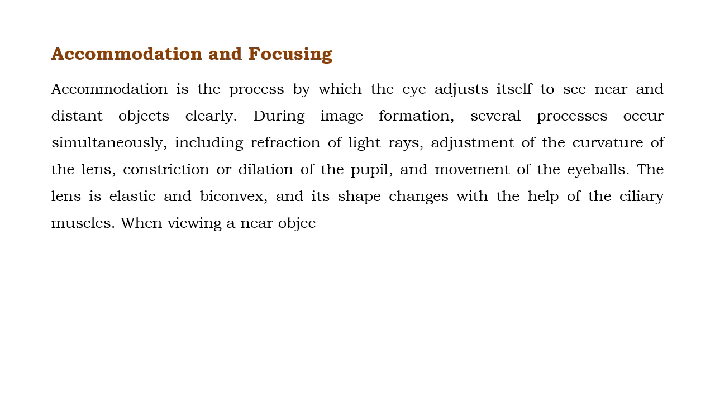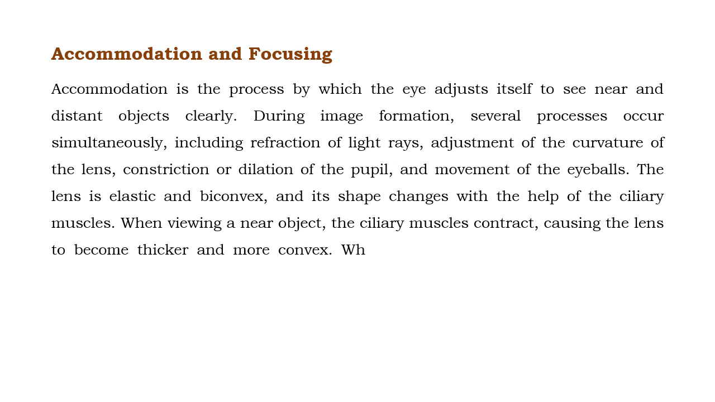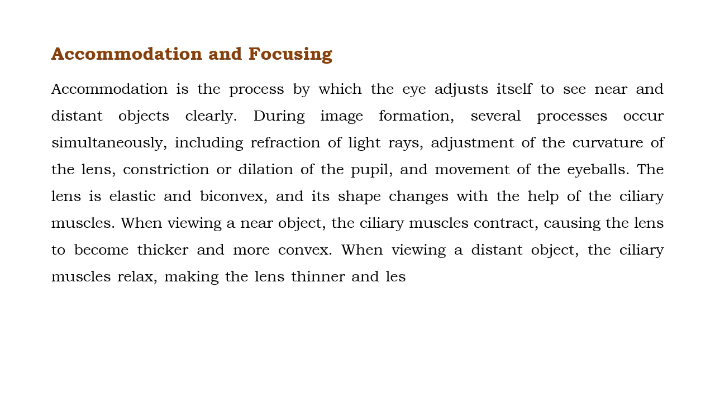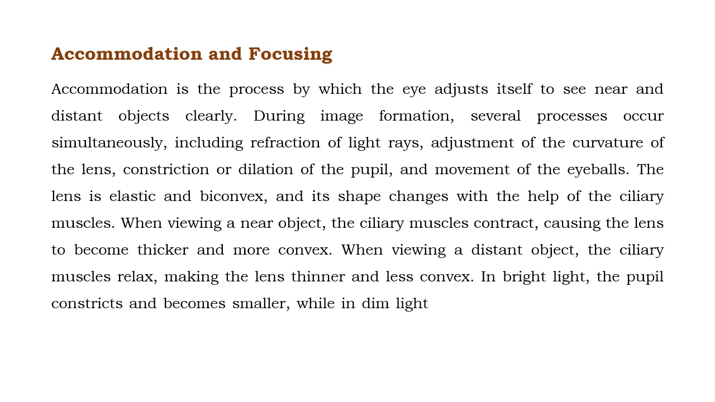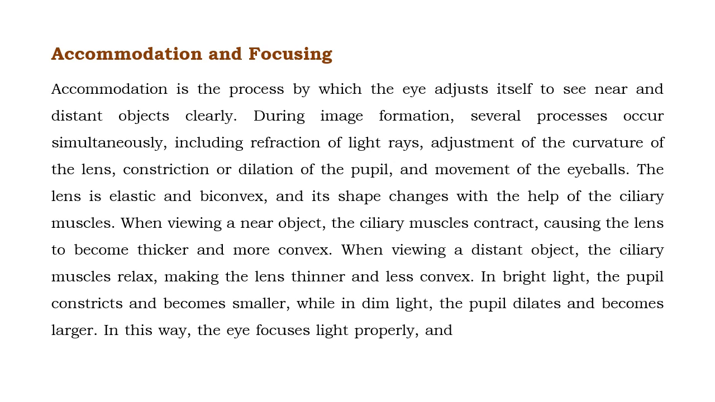When viewing a near object, the ciliary muscles contract, causing the lens to become thicker and more convex. When viewing a distant object, the ciliary muscles relax, making the lens thinner and less convex. In bright light, the pupil constricts and becomes smaller, while in dim light, the pupil dilates and becomes larger. In this way, the eye focuses light properly and the cerebrum interprets the signal to produce clear vision.